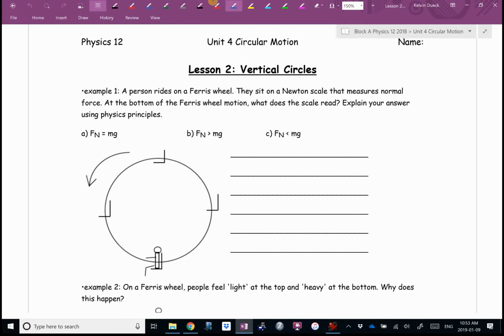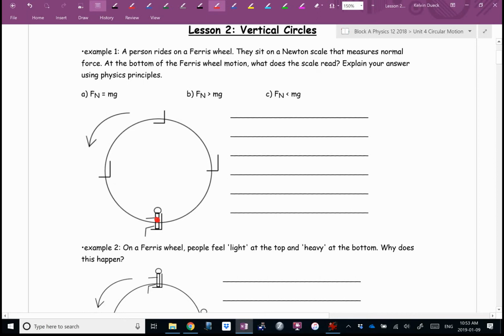So here's the person. What are the forces acting on this person? Get the obvious one. Which way? Down. What else? Which way? Pause. What path is this person tracing out? A circle. Which way must my winning larger force be pointing? Toward the center. So am I going to draw normal force bigger or smaller than mg?